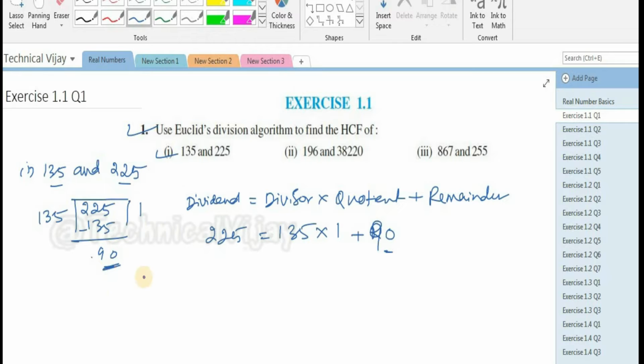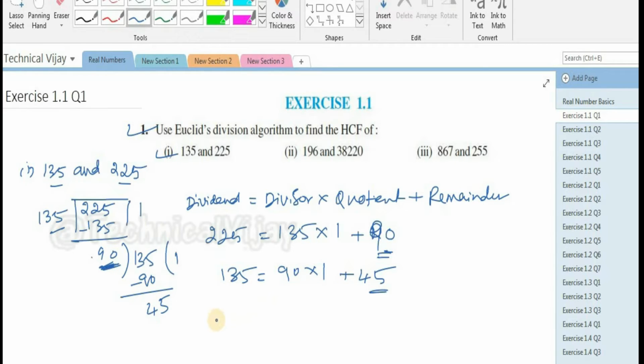Here one thing we have to follow: this remainder should become 0, and until that we have to go on dividing. This 135 is not able to divide 225 completely, that is, the remainder is not becoming 0. Then we have to divide this 135 by this 90. Now 135 becomes the dividend. 90 into 2 is 180, which is more than this one, so 90 into 1. Here we subtract 90 and get 45. So again we can write 135 dividend is equal to 90 divisor into 1 plus 45.